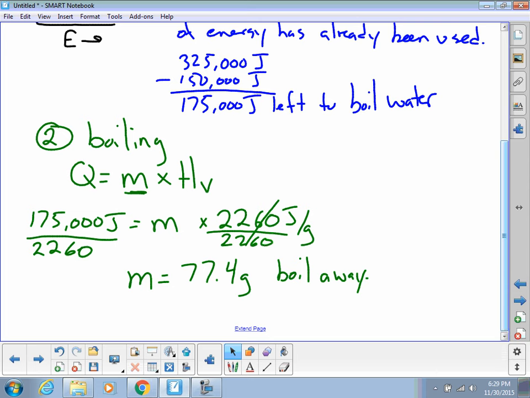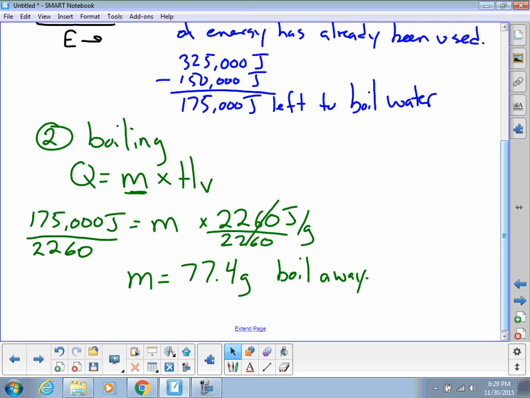So in this style of problem, again, we have a set amount of energy. We have to go step by step through the problem. How much energy have we used up? Keeping track of how much we have left to work with. And then when we get to the final step, what is it that we're looking for? In this case, it was what mass of the 450 grams of water does boil away. We solve for that here, and it's 77.4 grams have boiled away.